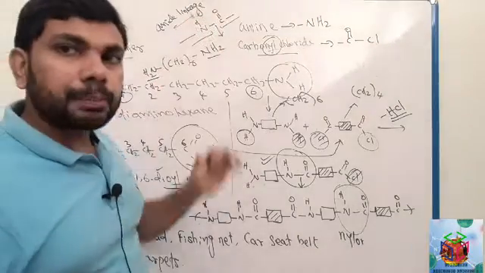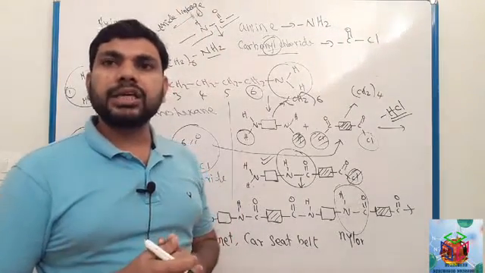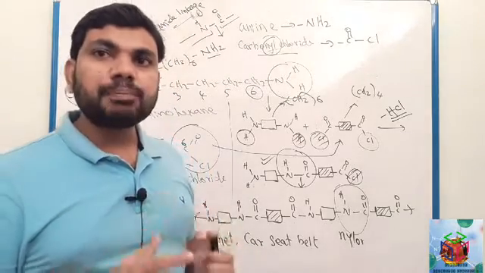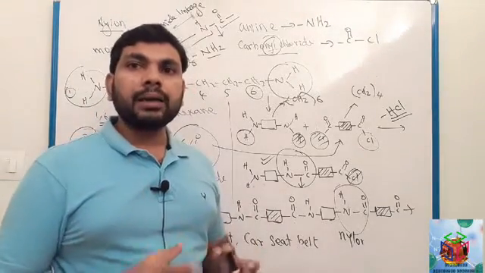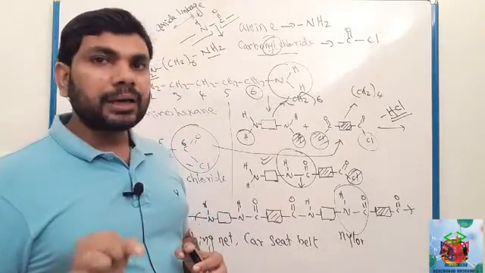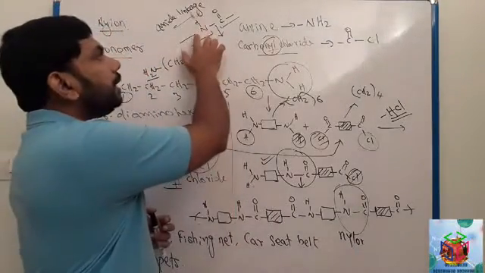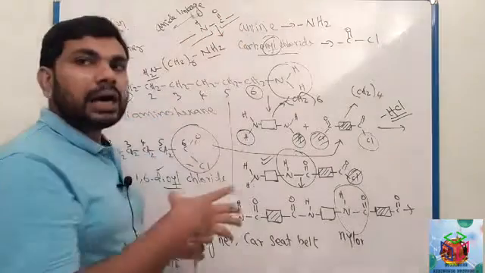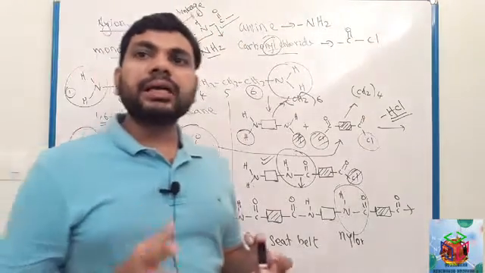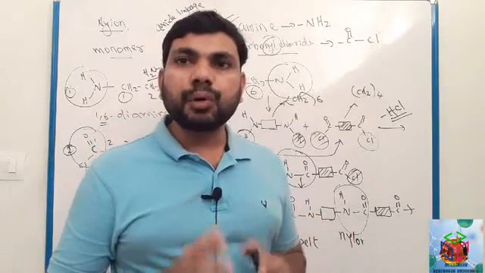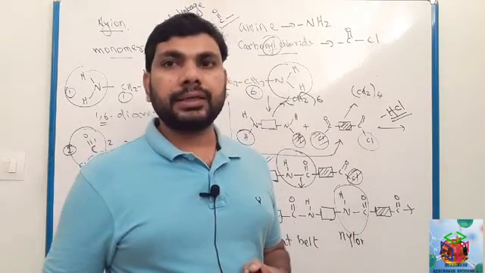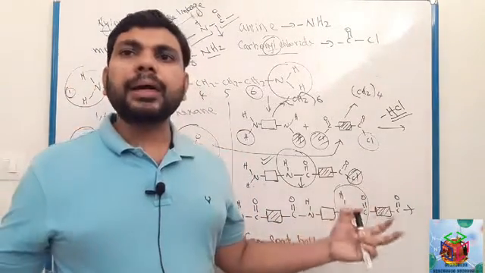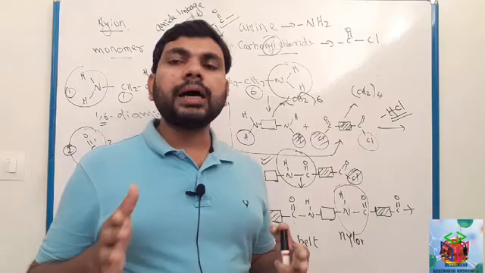A polymer which contains amide linkage is called polyamide. So what is amide linkage? Amide linkage means the bond between NH and carbon double bond oxygen. This bond is amide linkage. A polymer which contains amide linkage is called polyamide. Polyamide means a polymer which contains many amide linkages. That's why we say polyamide.